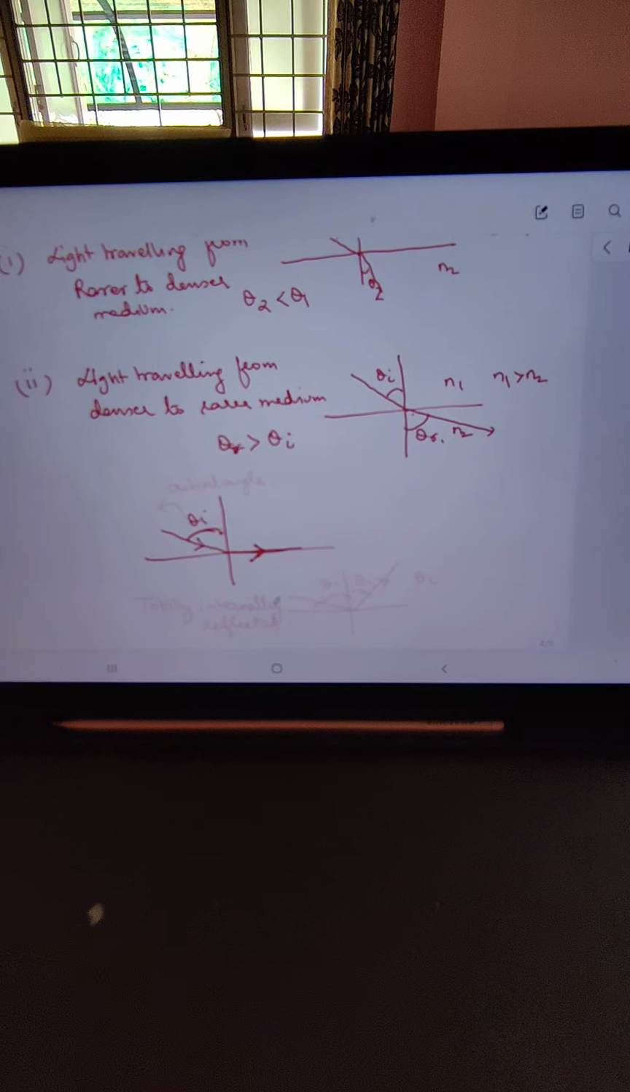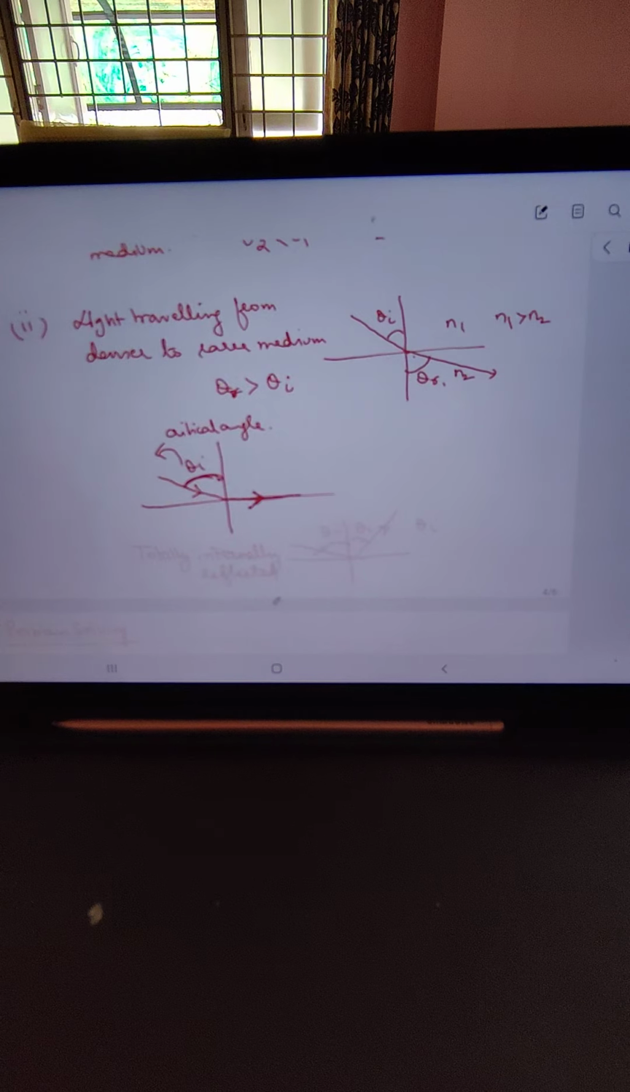So this is the point wherein we say this angle is reached. Now, this angle is termed as critical angle. Why is it so critical? Because if you increase this angle further, the light is no longer going to get refracted, it is going to get reflected back. If you increase the angle greater than the critical angle, the light is going to get totally internally reflected.